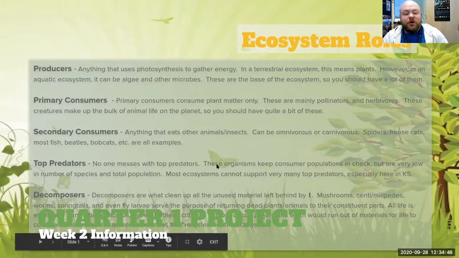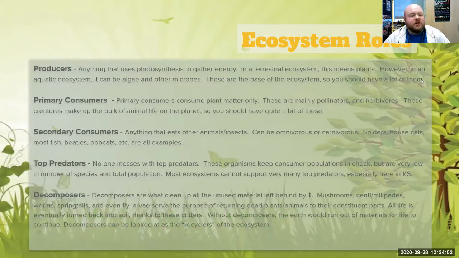I'm just going to quickly go through the slides to show you what you need to do this week. This week, the portion of your project is all about ecosystem roles. So what do the organisms in my ecosystem, how do they contribute? What's their role? What do they do?